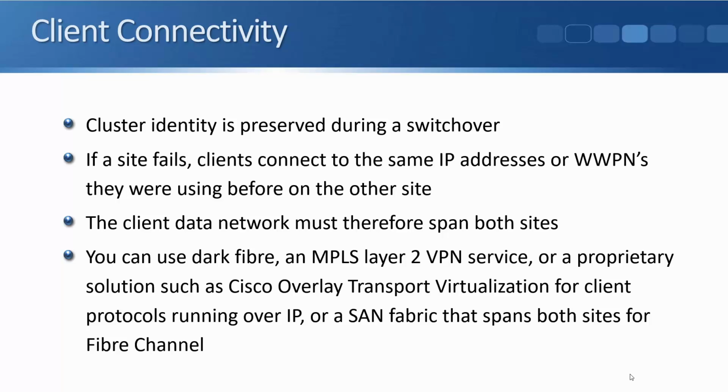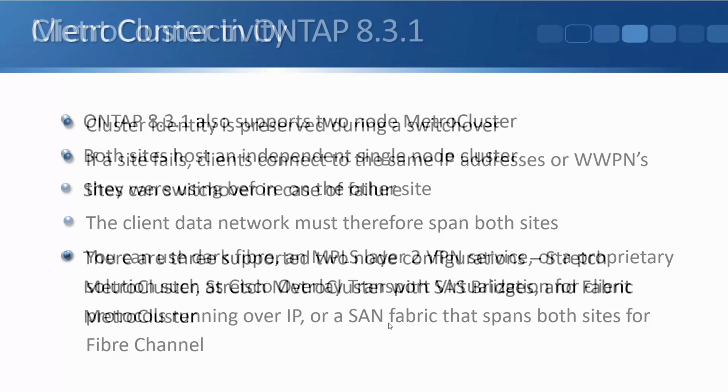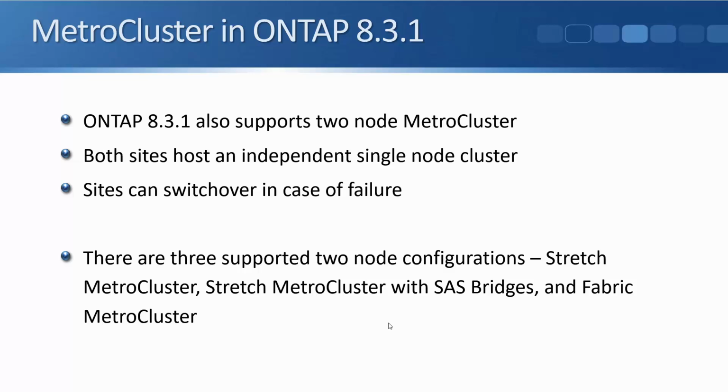The client data network must therefore span both sites. Because clients connect on the same IP address, the same layer 3 subnet has to be available on both sites. You can use dark fiber, an MPLS Layer 2 VPN service, or a proprietary solution such as Cisco Overlay Transport Virtualization for client protocols running over IP, like NAS or iSCSI, or a SAN fabric that spans both sites for fiber channel.